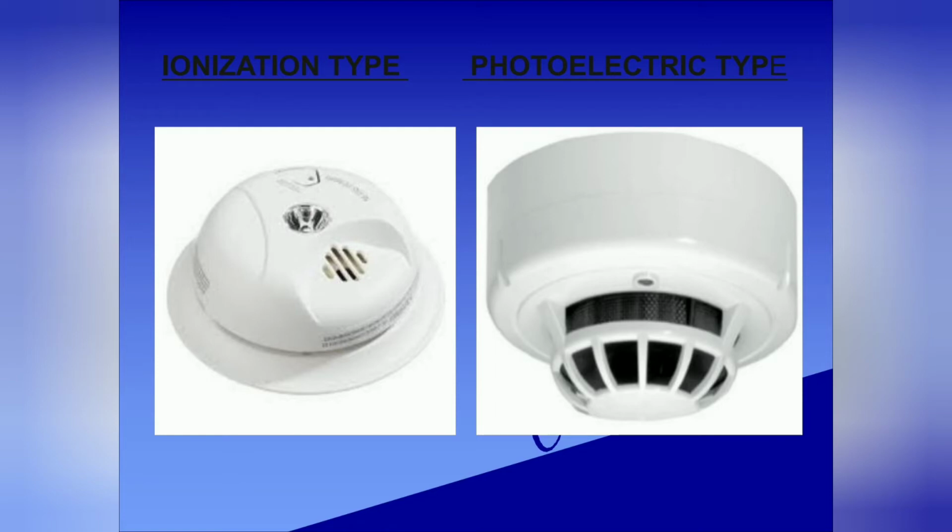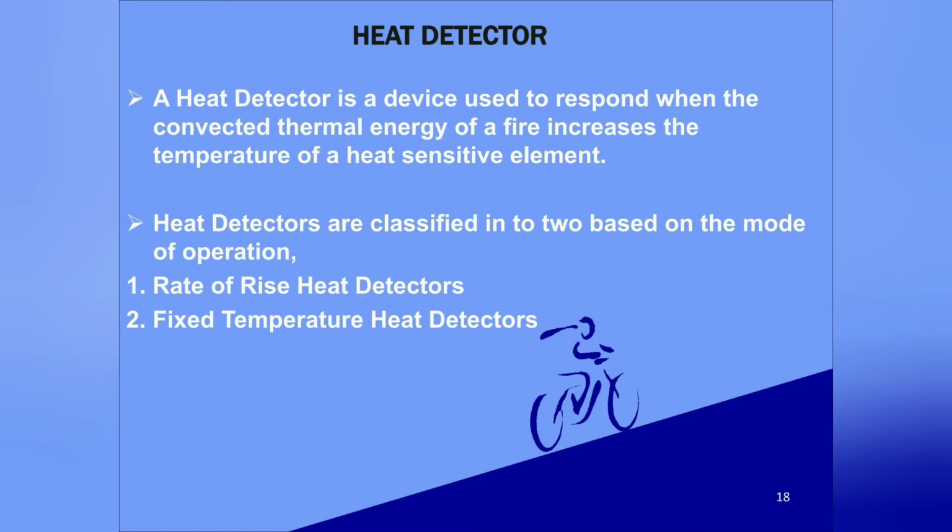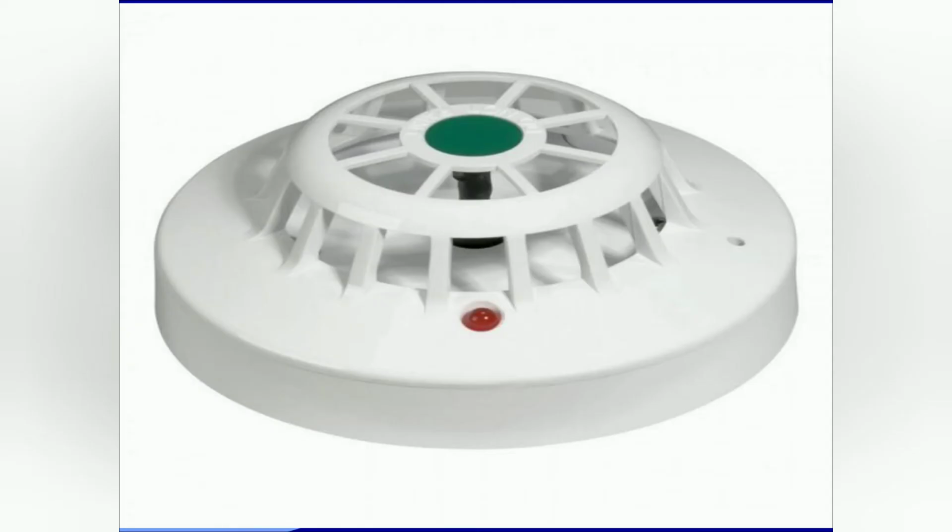Now come heat detectors. Heat detectors are used to respond when the convected thermal energy of a fire increases the temperature of a heat sensitive element in a heat detector. Normally there are two types of heat detectors. The first one is rate of rise detectors, and the second one is fixed temperature detectors. As the name suggests, these are classified based on the mode of operation. This is a normal heat detector. You can see a red bulb over there. It will be glowing once the device is activated.